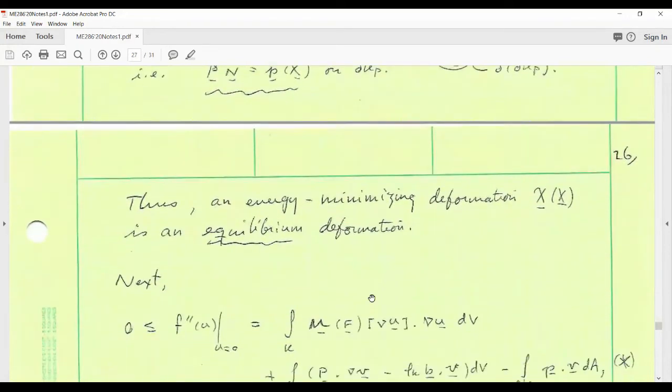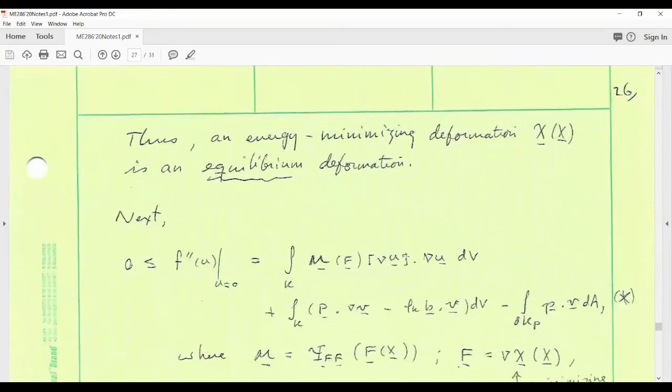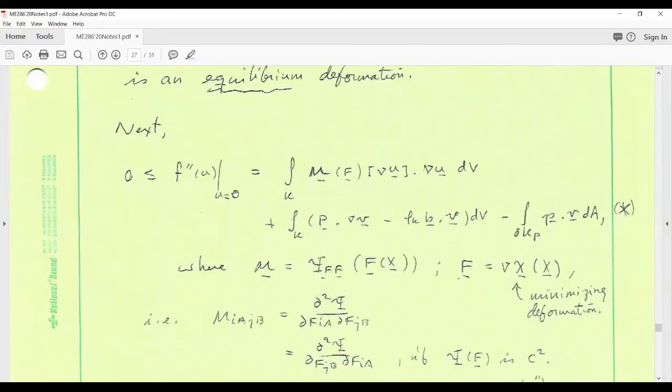So together, that means an energy minimizing deformation is necessarily an equilibrium deformation. Same idea if you hang a pendulum with a weight on it: it'll minimize its energy when the pendulum is vertical, and that's an equilibrium state. It will stay there if you release it, okay? We're not finished because we need the so-called second variation of the energy to be non-negative. Again, that's just the second derivative of F with respect to u at u equals zero.